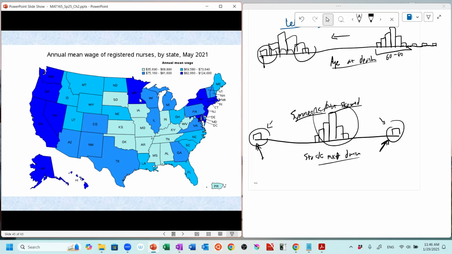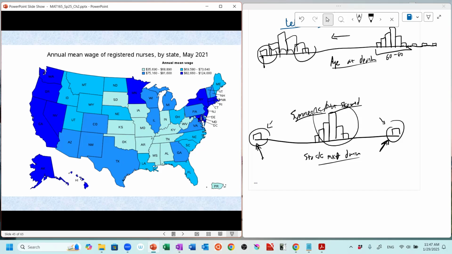Interestingly, Minnesota is kind of on the higher end. I think the Mayo Clinic might be in Minnesota, but I doubt that one hospital system is going to be that impactful for all of the nurses across the state. But yeah, we can tell a lot on the basis of just this picture.